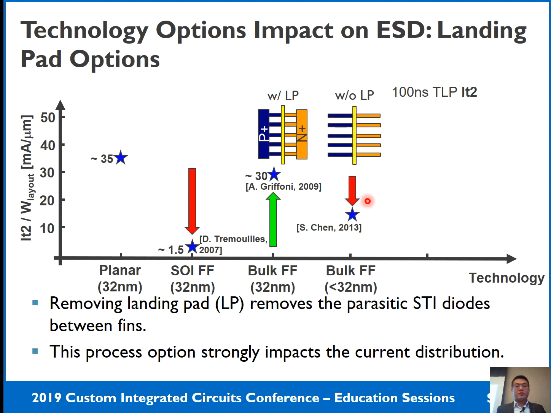Then once the landing pad is removed, the ESD diode performance index is also reduced by around 50%. This landing pad is a planar-like active area, so it only exists in the very old FinFET technology. It's not existing in nowadays FinFET technology. The landing pad is used to connect the individual fins, and also used for the contact landing. Once removed, it will also remove the parasitic STI diode between these two fin structures. So this process option has a strong impact on current distribution.